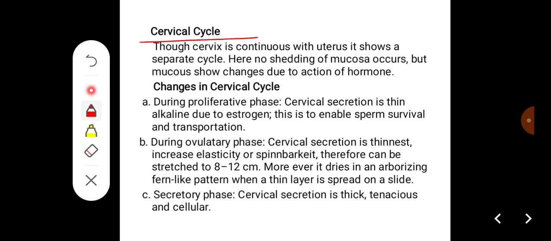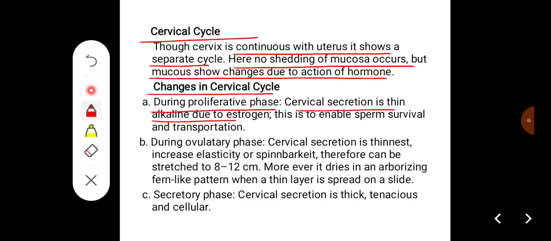Cervical cycle. Though the cervix is continuous with the uterus, it shows a separate cycle. Here, no shedding of mucosa occurs, but mucus shows changes due to the actions of hormones. Changes that are seen in the cervical cycle: during the proliferative phase, cervical secretion is thin and alkaline due to estrogen, and this is to enable sperm survival and transportation.